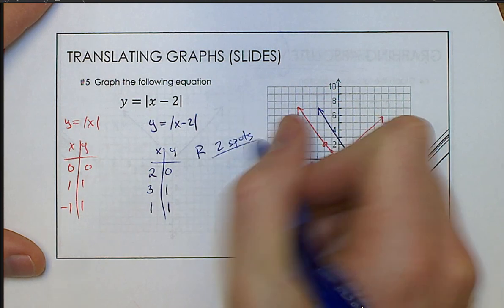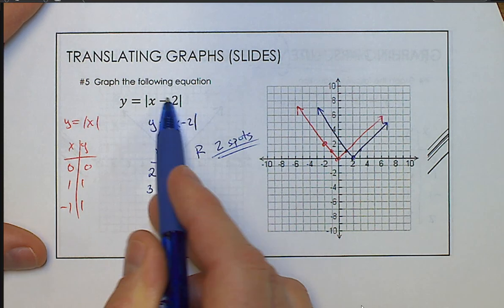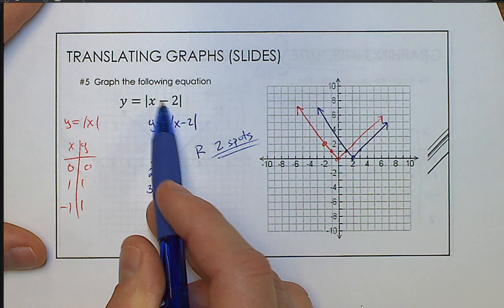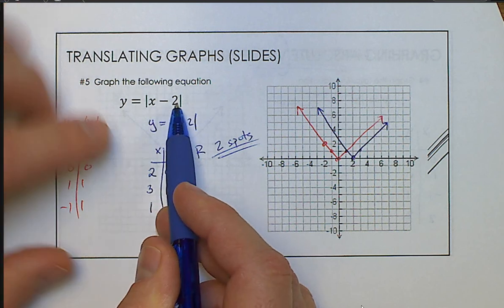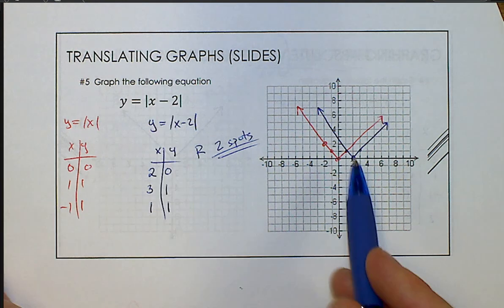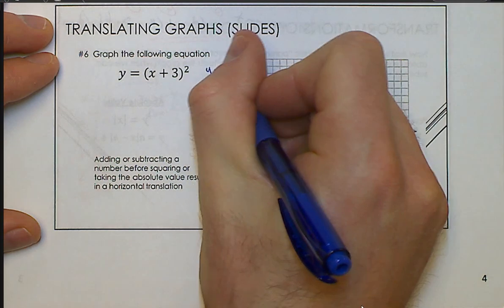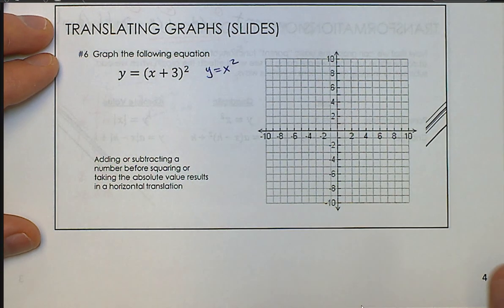Okay? And so that's anything inside the absolute value bars, the parentheses. You can think of it as the opposite of what the sign is. This is the negative 2, so you're going to slide everything to the right 2. Okay? Here's another example. Again, the parent function would just be y equals x squared, and we've done this before.